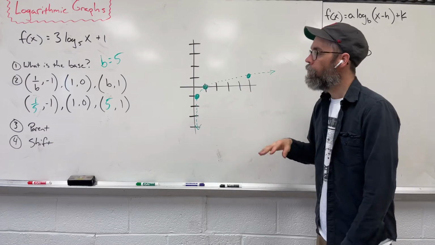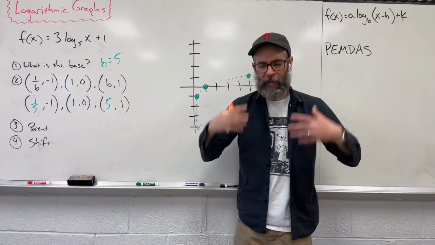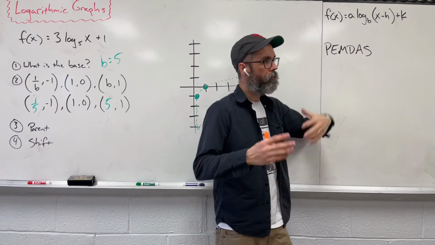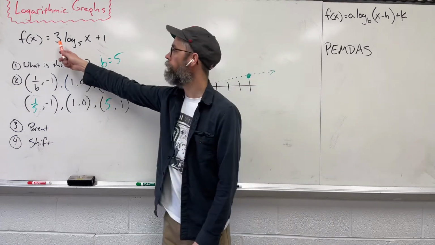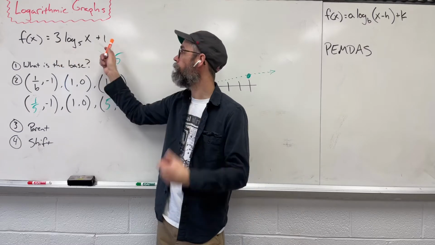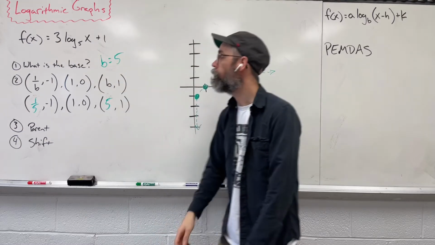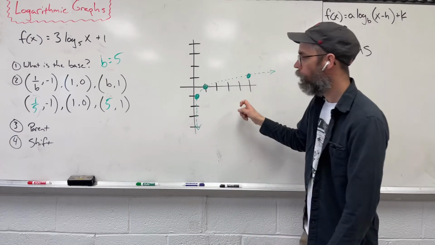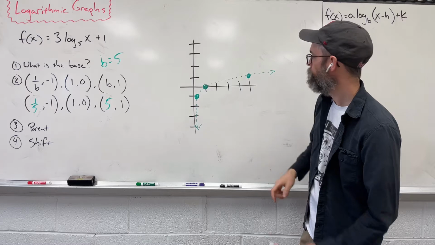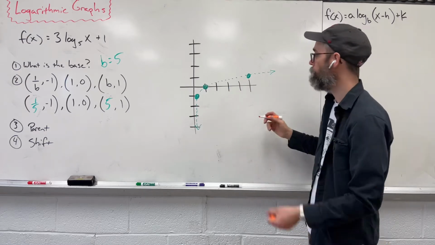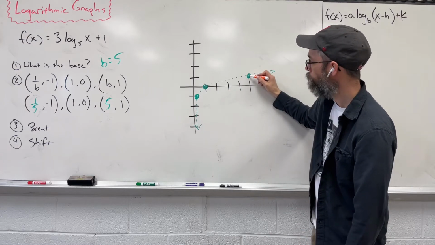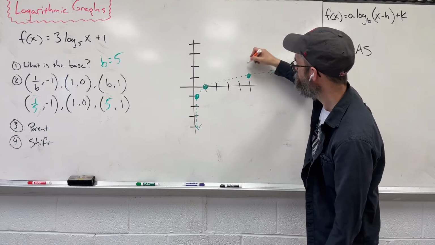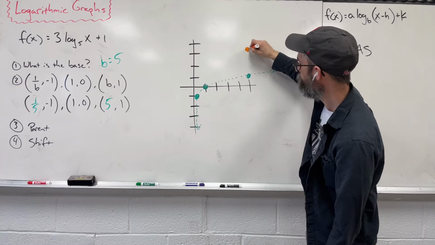Why is it going to change? Well, that 3 and that 1, we have to keep in mind going back to order of operations, where there are certain things we have to do first. We're going to make sure we take care of multiplication first and then the addition. What that multiplication does is I want to take all of my y values and multiply them by 3. So right here, we're at 1. We multiply that by 3. 1 times 3 is 3. This graph now ends up going up here.